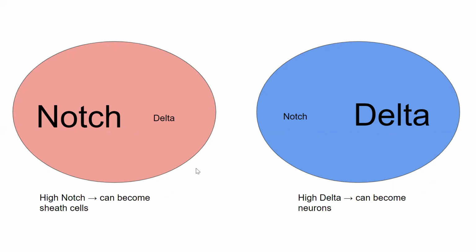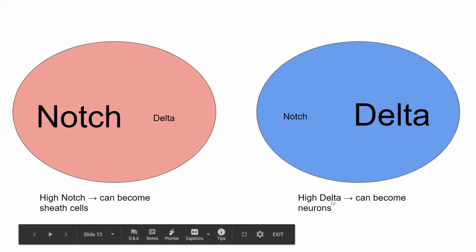So what does that really mean for us? This cell has a lot of Numb, and the other cell does not. And so that means the high Notch cells become the sheath cells, and the high delta cells can become the neurons. So this pretty much shows how much Notch and delta can affect gene expression.